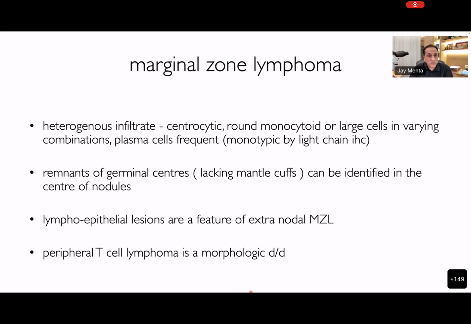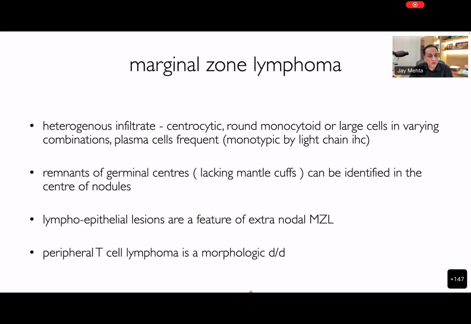Marginal zone lymphomas can show plasma cell differentiation, and when this plasma cell differentiation is at the extreme end, you can also demonstrate monotypic light chains by immunohistochemistry. So that's very diagnostic for a marginal zone lymphoma. Remnants of germinal centers which lack mantle cuffs can be identified in the center of the nodules. Now, lymphoepithelial lesions are a feature of extranodal marginal zone lymphoma. You typically don't see them in nodal marginal zone lymphomas.